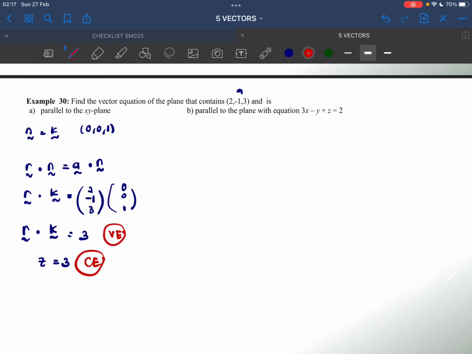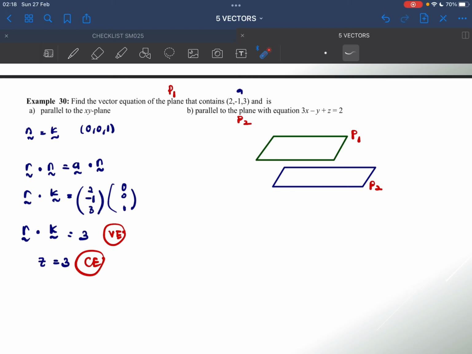So let's see question B. Find the vector equation of the plane that is parallel to the plane with equation 3x minus y plus z equals 2. So this is new to us. Let's label the plane that we want to find as P1, and the plane that we have here as P2. Let's draw that. We have one plane that we want to find, which is our plane 1, and we have another plane that is parallel to our plane. Let's call this plane 2.